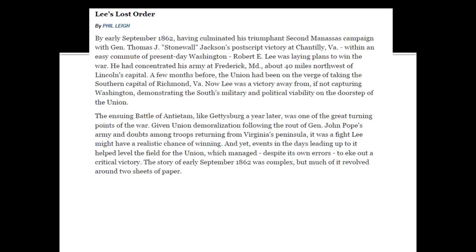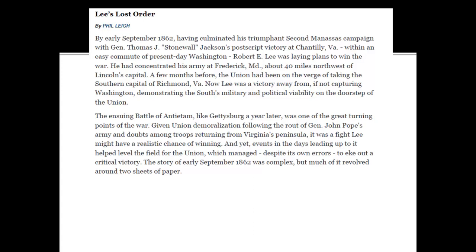Lots of history here. But the thing I want to point out is about Lee's Lost Order. I just want to go into this in a little more detail. Lee's Lost Order was in the Civil War, 1862, and Robert E. Lee had a triumphant Second Manassas campaign.